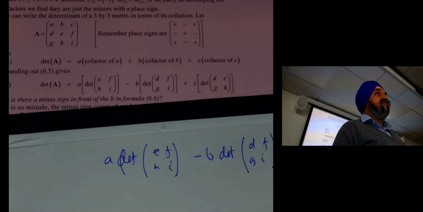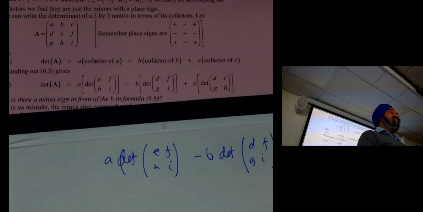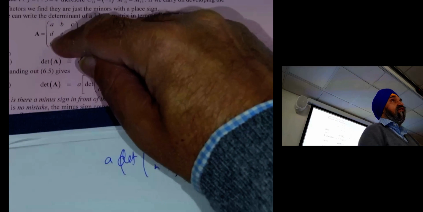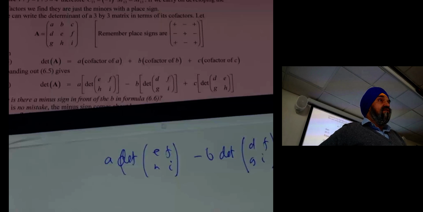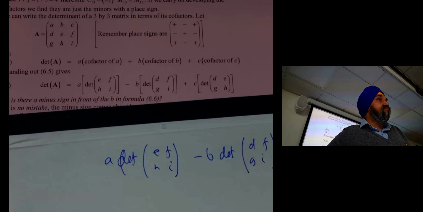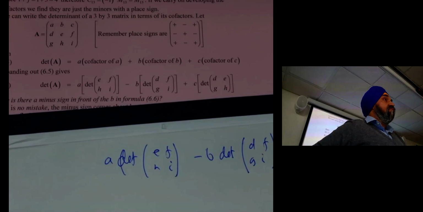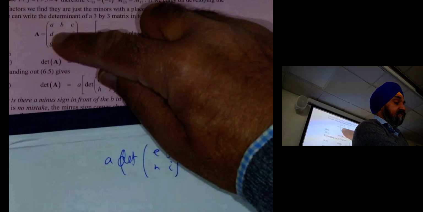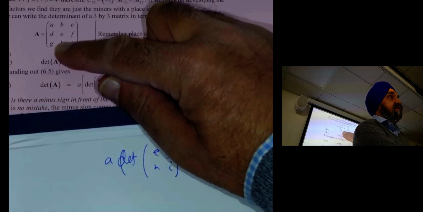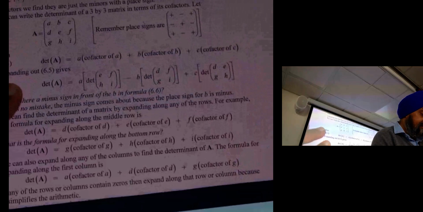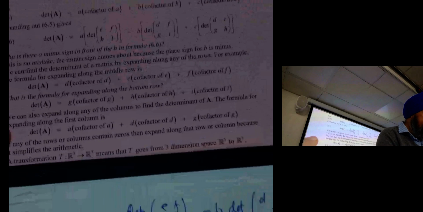If you expand along any of the columns, you're going to work out the determinant. So if you expand along the first column, what's the formula? Yeah, A times the cofactor of A, plus D times the cofactor of D, plus G times the cofactor of G. That's right. So you can expand along any row or column. It doesn't make any difference.